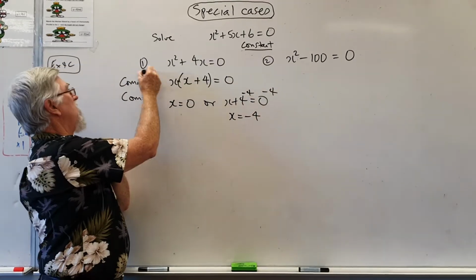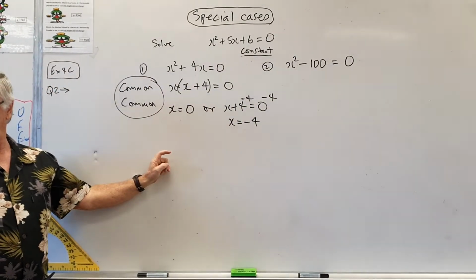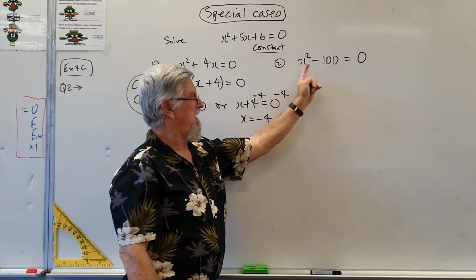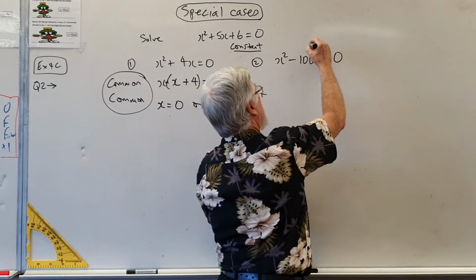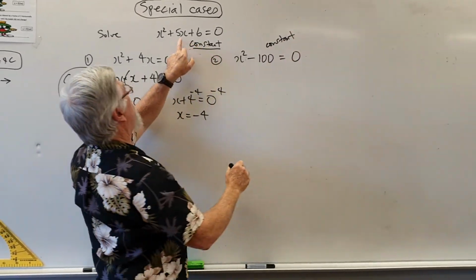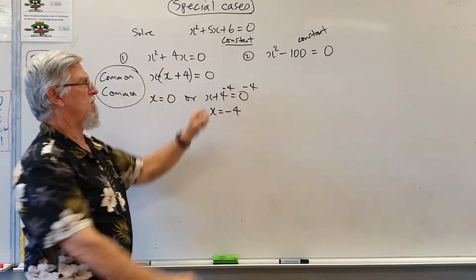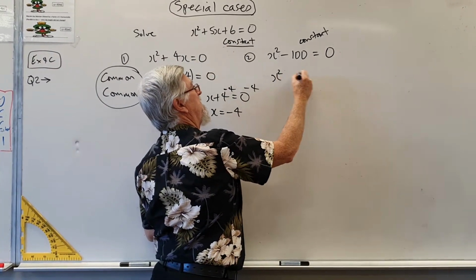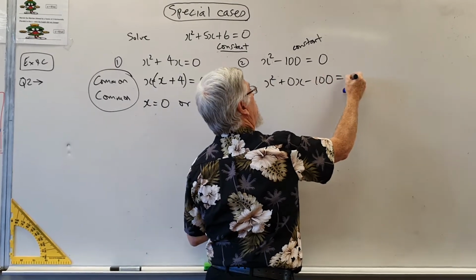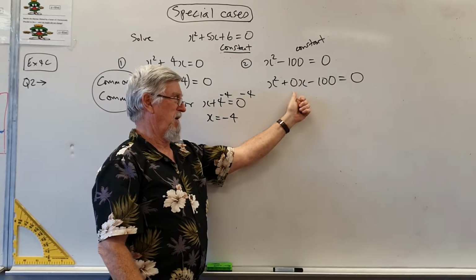This has got common factors in it. How can you tell it's a common factor? It doesn't have extra numbers. This one has the constant in it, but it doesn't have the middle term. So if you want, you can write it as, there's so many ways of explaining this, I'm going to put plus 0x minus 100 equals 0. One way of thinking about it.